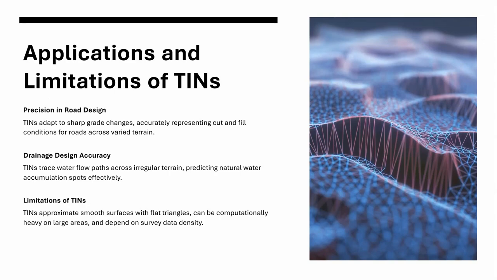Drainage design. Water flows the path of steepest descent. TINs allow us to trace flow paths across irregular terrain, predicting where water will naturally accumulate. And we also have small site grading. For building pads, parking lots, and subdivisions, details matter, and a TIN can represent the subtle slopes that determine whether a site drains properly or floods.